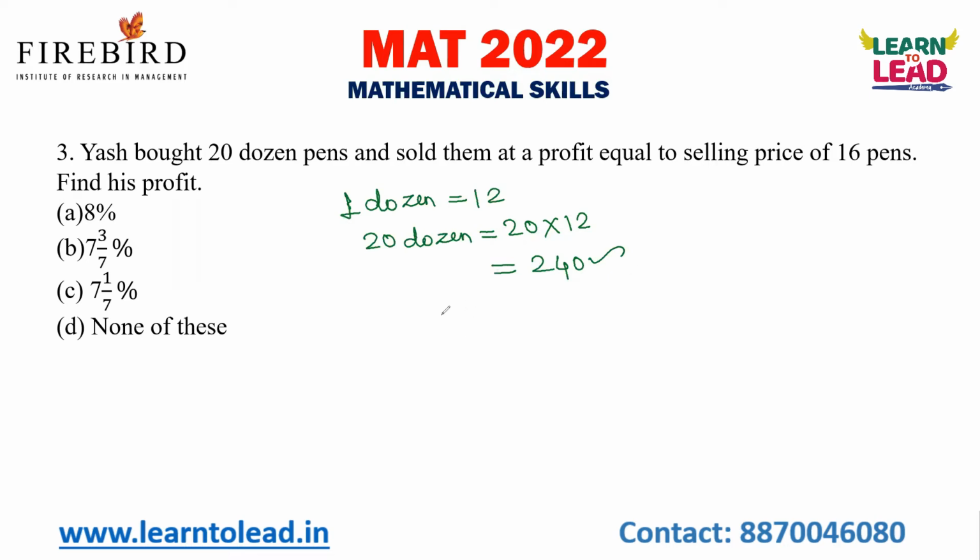And see here, he sold them at a profit. So his profit is what? 16 pence is the profit. And totally he has sold 240. So 16 by 240 into 100 is your answer.